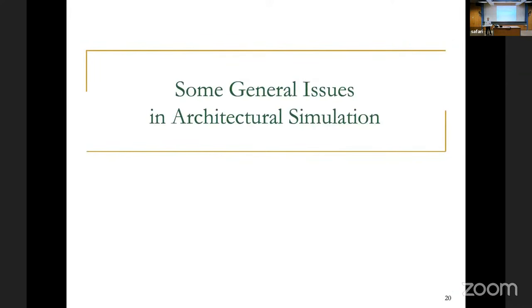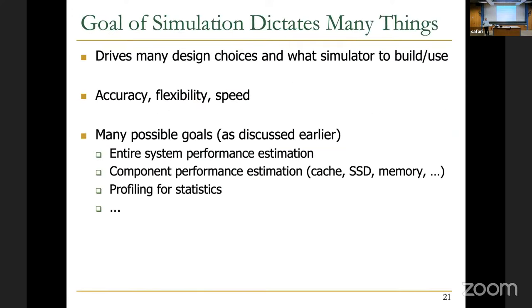So there are some general issues in architectural simulation. Basically it drives many design choices, like what simulator to build and use: accuracy, flexibility, and speed. And there are many possible goals as discussed earlier, like entire system performance estimation, component performance estimation. Sometimes you don't want to estimate the performance of the whole system. You just want to estimate the performance of your component, like the cache, storage, or interconnect, for example.